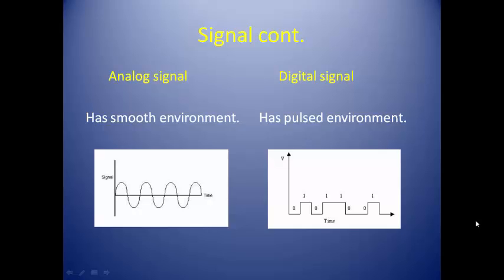Analog signal has a smooth and continuous environment rather than pulsed or discrete. When we take an analog signal, we can see there are so many levels. Digital signal has a pulsed or discrete environment rather than continuous. We can see only two levels, zeros and ones, in a digital signal.